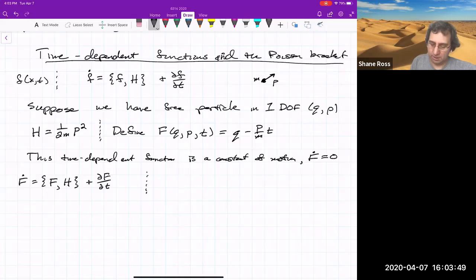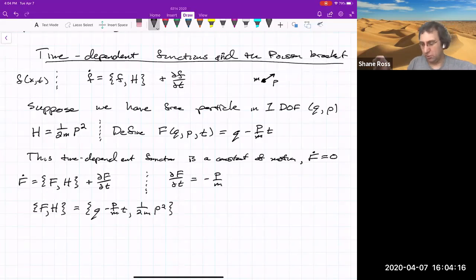Okay. Of those two terms, partial F partial T is a lot easier to calculate. So let's just do that. Partial F partial T is minus P over M. And then we calculate the Poisson bracket of F with H. Okay, what is this? Q minus P over M T with 1 over 2M P squared. And now you could use some properties of the Poisson bracket.